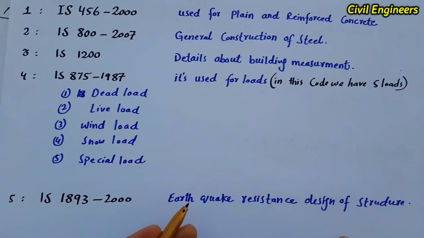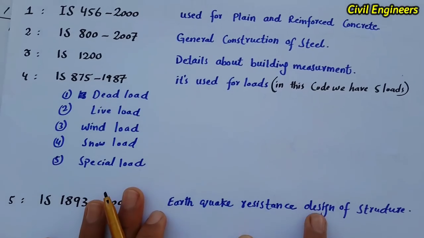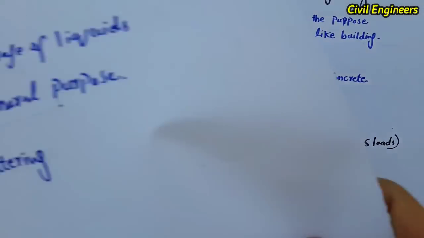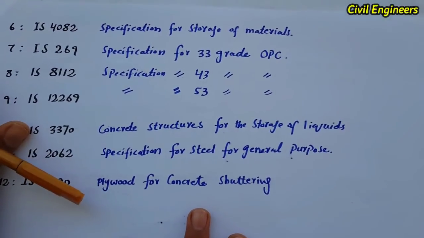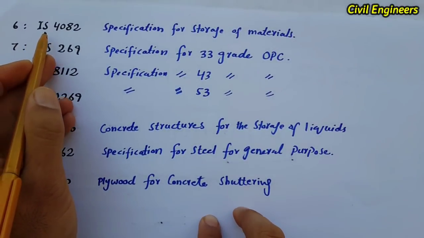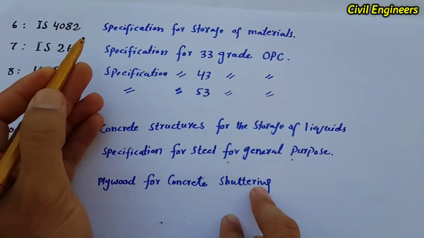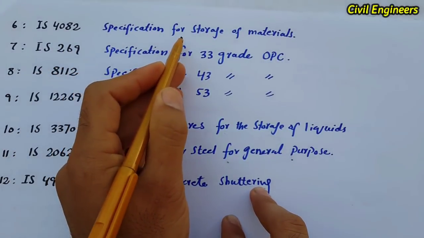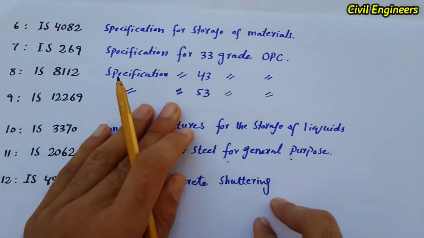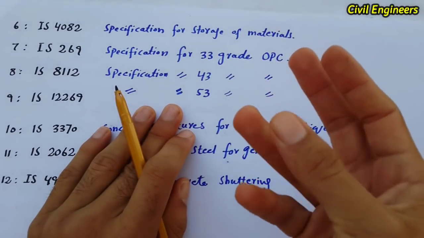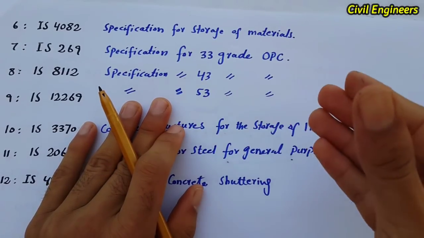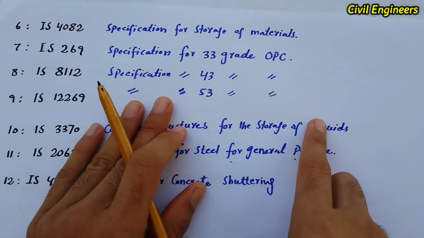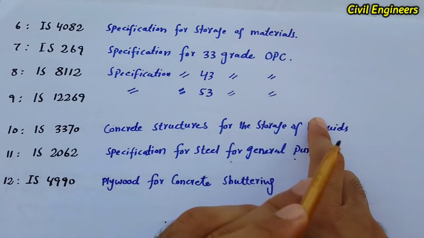And another code we have, the fifth, IS 1893-2000. In this code you can learn about earthquake resistant design of structures. Then the sixth, IS 4082. In this code you can learn the specification for the storage of material, like brick, cement, steel, etc. Those materials which we use in building construction work or other structures in civil engineering. So there are all the specifications for the storage of material.